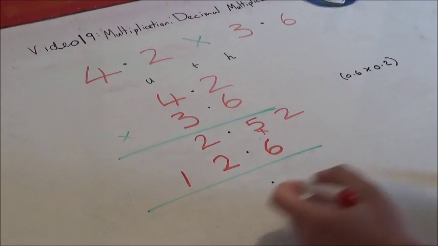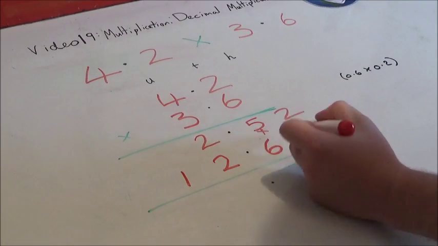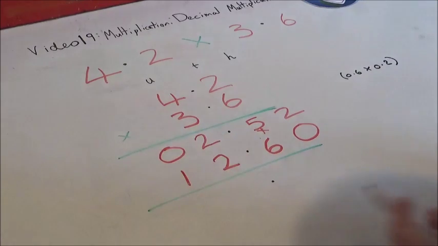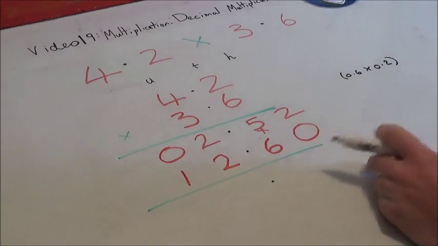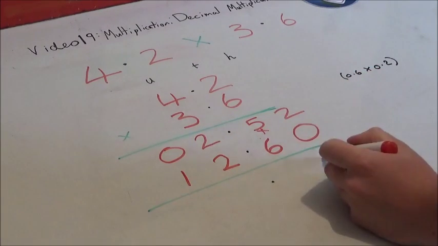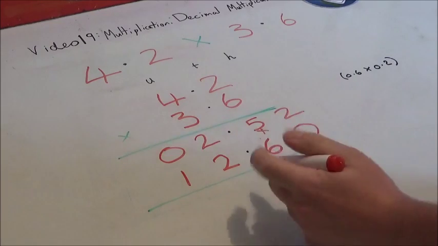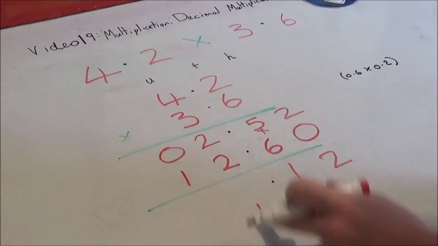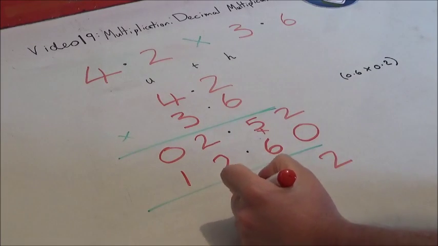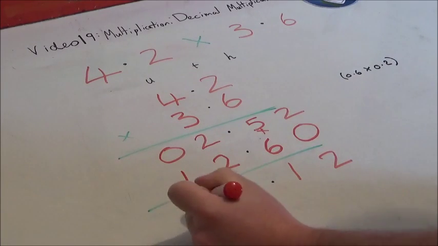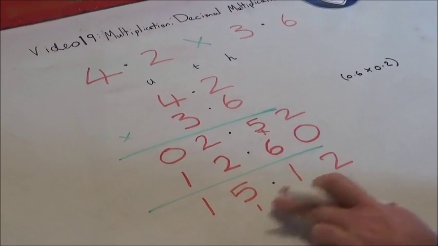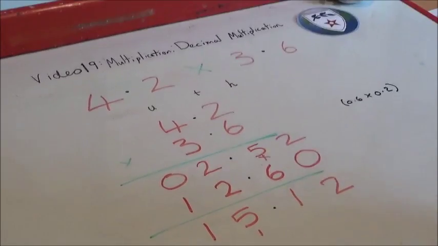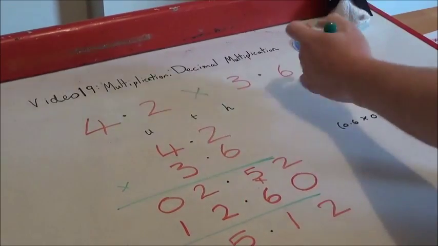And then I've got to add them together. I can use my placeholders. There's my 0 for that, 0 for that. And then it's a case of adding them together. 2 add 0 is 2. 5 add 6 is 11. Carry over. 2 add 2 is 4. Add the 1, 5. And 0 add 1 is 1. Giving me 15.12. So here, I'm going to have to squeeze it in.